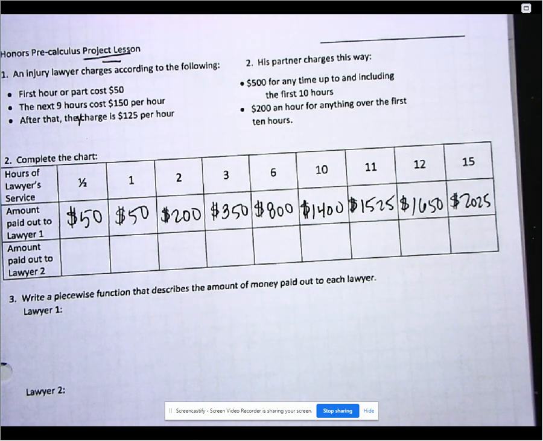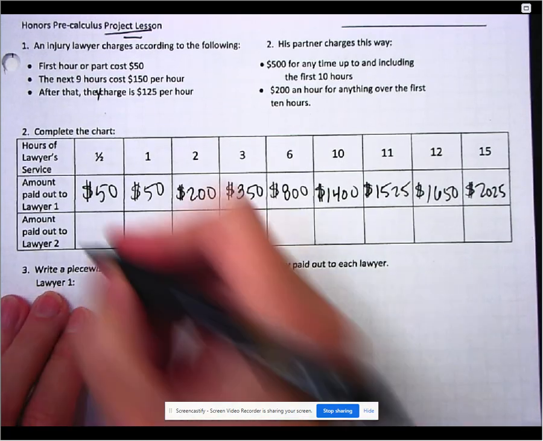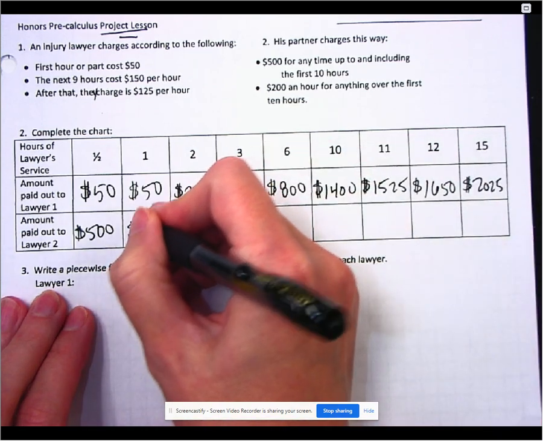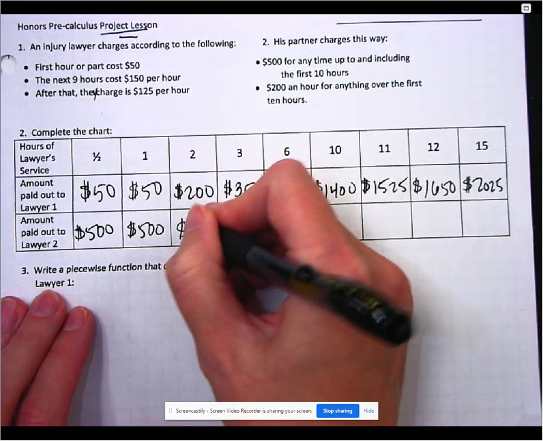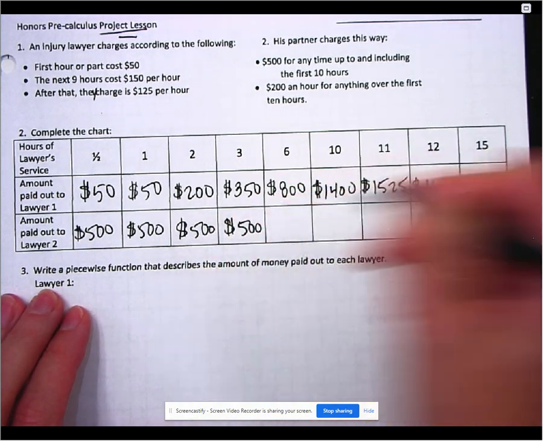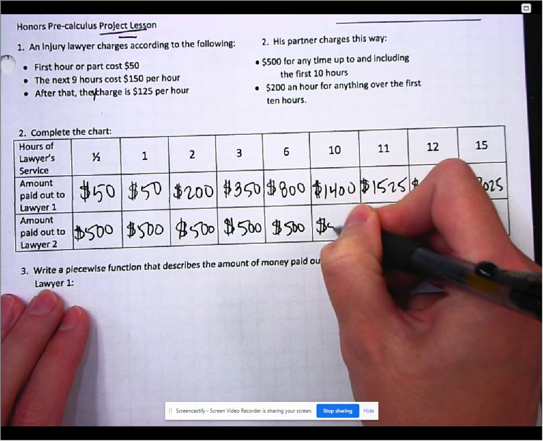All right, and then lawyer 2 is completely different. $500 for any time up to and including the first 10 hours. So if you go to the second lawyer and you only need him for half an hour, you pay him $500. For 1 hour, it's $500. All the way till we get through 10 hours, we pay this lawyer $500.